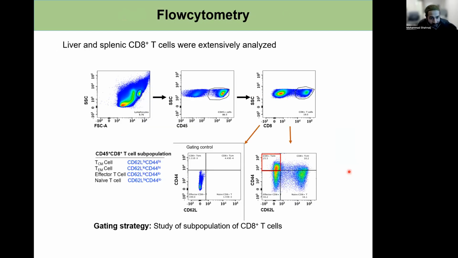So what we tried, we collected the liver and isolated the CD8 T cells, and we extensively analyzed which population and subpopulation of the CD8 T cells are significantly different among the groups. This is just the process of how I collected them.